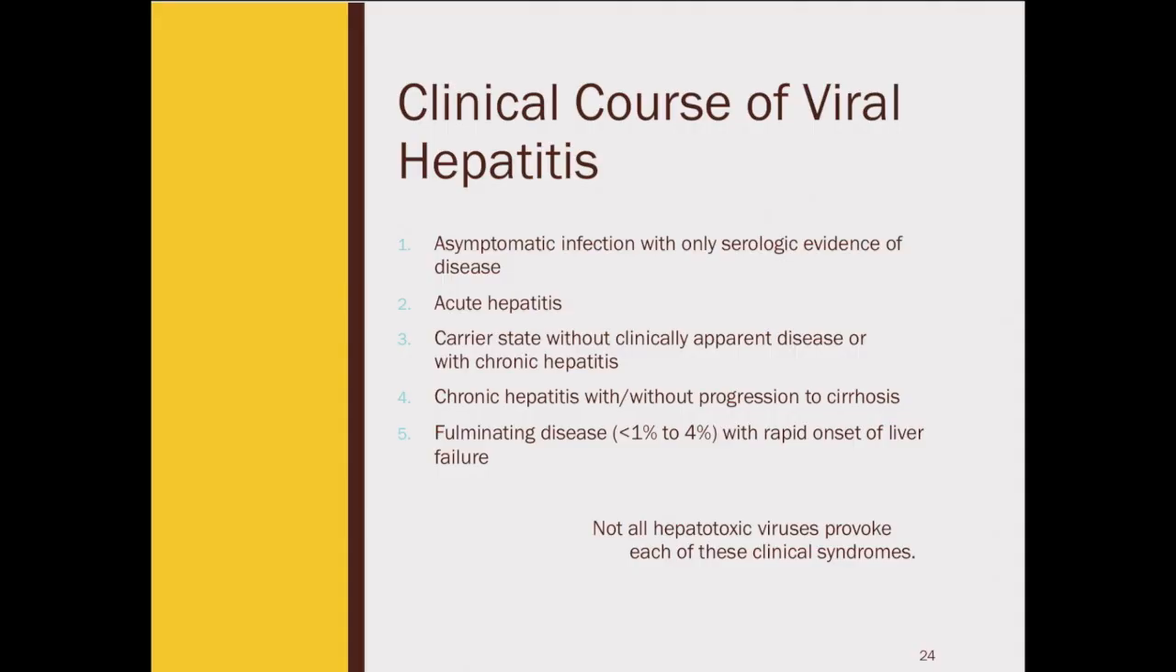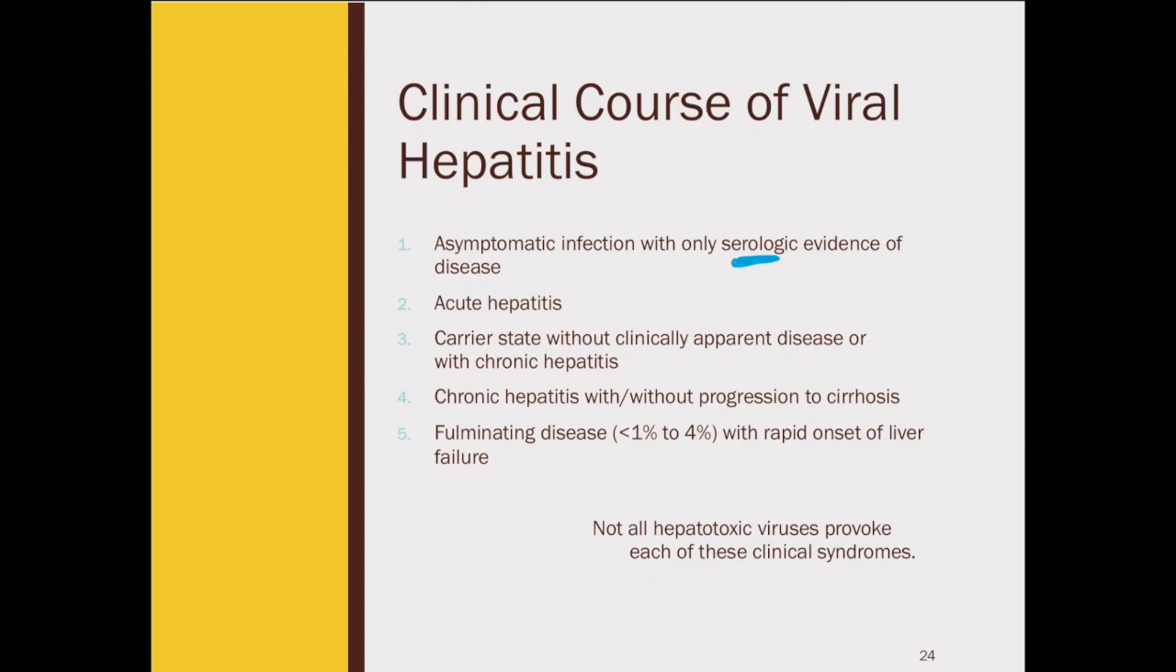Unfortunately, with the clinical course, you just have to kind of memorize these. You start off with an asymptomatic infection, with only serologic evidence, meaning it's only showing up in the blood work, but there are no symptoms. And then acute hepatitis, the disease hits with 3 phases and symptoms that we'll talk about on the next slide. And then you have the carrier state without clinically apparent disease or with chronic hepatitis.